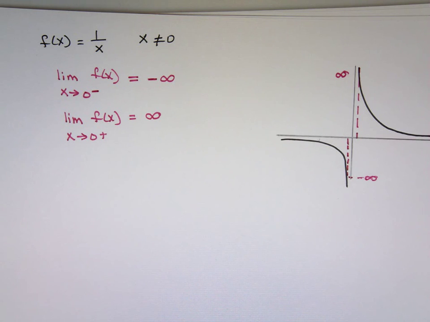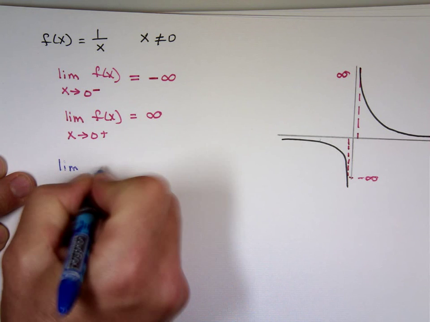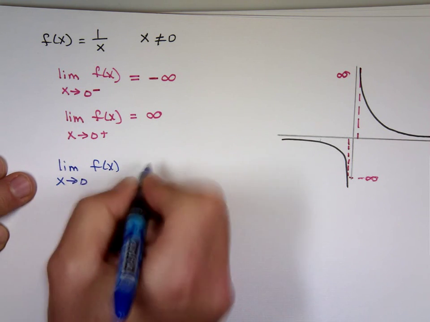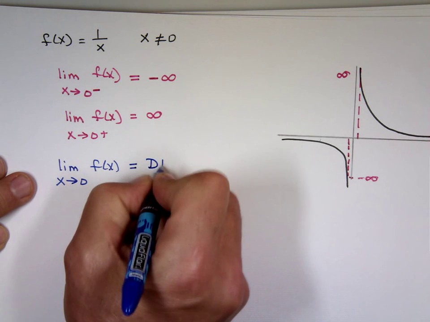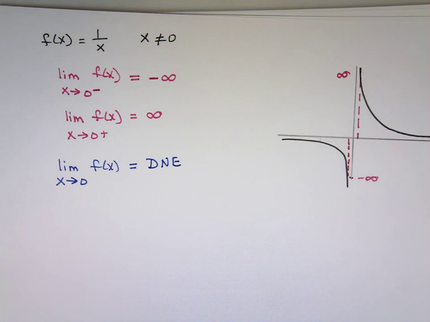Are these two values the same? Is negative infinity the same as positive infinity? No, one is positive, one is negative. So the question now, what is the limit of f of x as x approaches 0? And I didn't say left or right. Your answer is what? Does not exist. No answer. Does not exist. It doesn't have an answer.